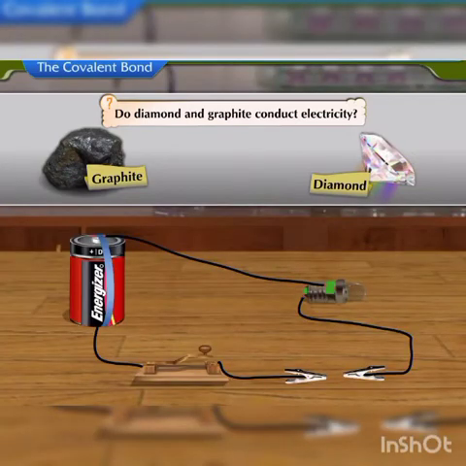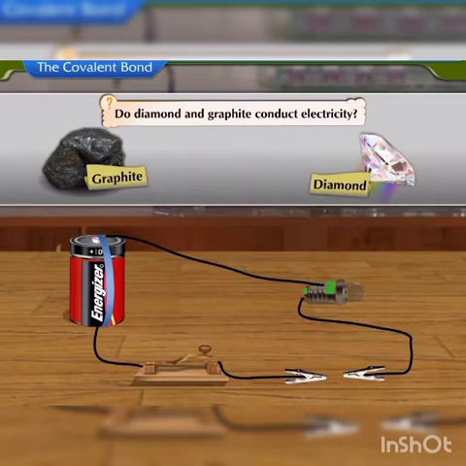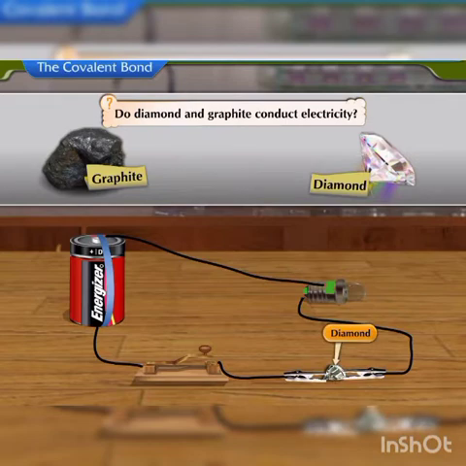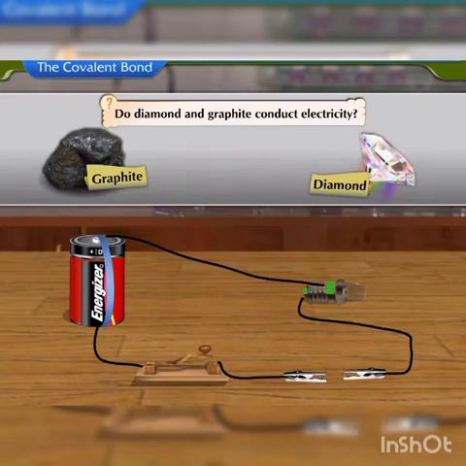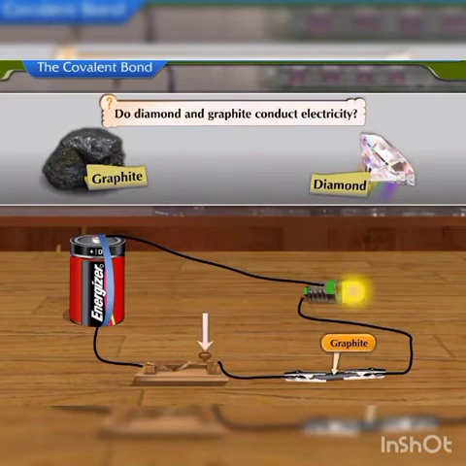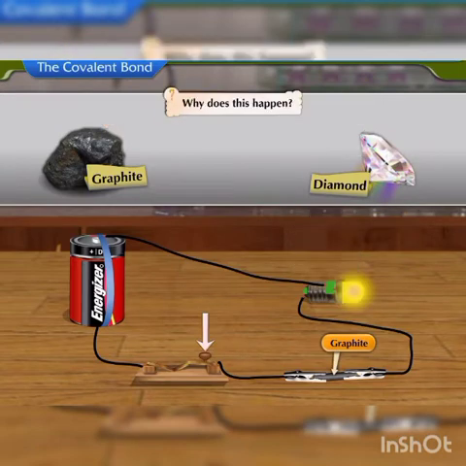Arrange a circuit using connecting wires, a bulb, a battery, a switch and crocodile clips. Insert a piece of diamond between the ends of the crocodile clips. Switch on the current. Does the bulb glow? No, it does not. Now place a piece of graphite between the ends of the crocodile clips. Switch on the current. Now does the bulb glow? Yes, it does. Why does this happen?